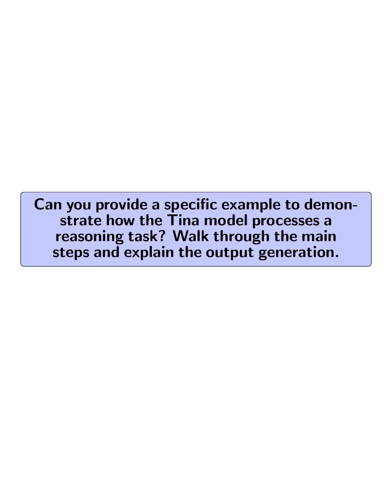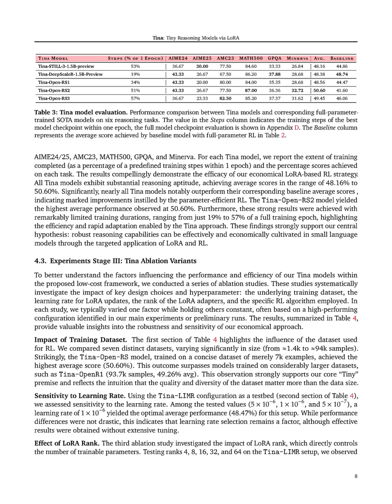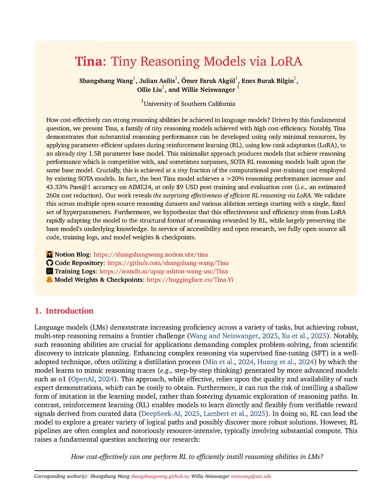Can you provide a specific example to demonstrate how the TINA model processes a reasoning task, walk through the main steps, and explain the output generation? The TINA model processes a reasoning task by utilizing a structured approach that leverages its low-rank adaptation, LoRA, during reinforcement learning, RL. For instance, when tackling a problem from the AIME24 dataset, the model first receives a multi-step math problem that requires logical deductions. It then generates a reasoning trace by breaking down the problem into smaller, manageable steps, effectively mimicking the step-by-step reasoning format that is rewarded during training.